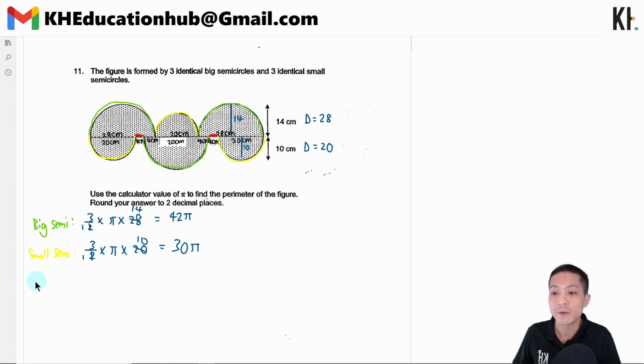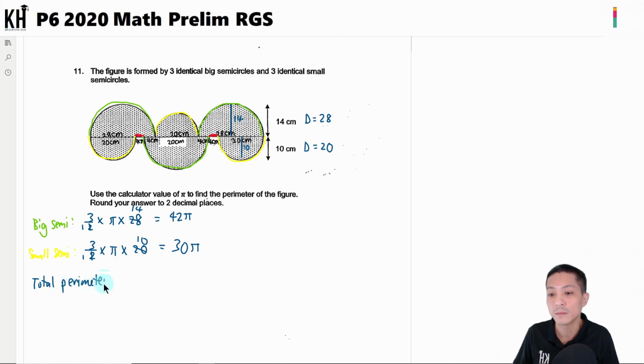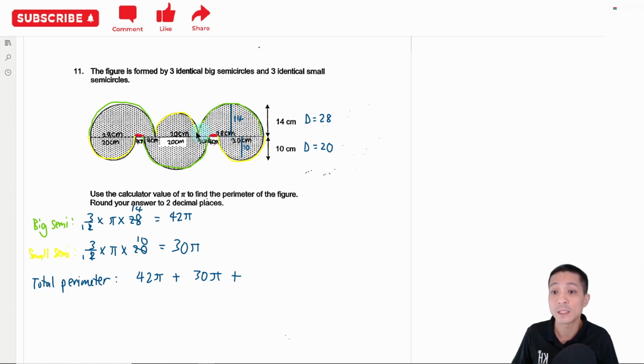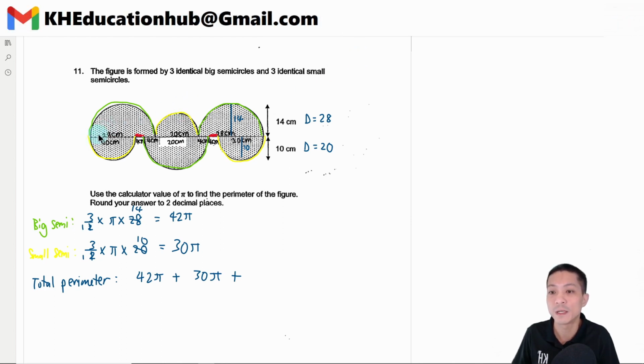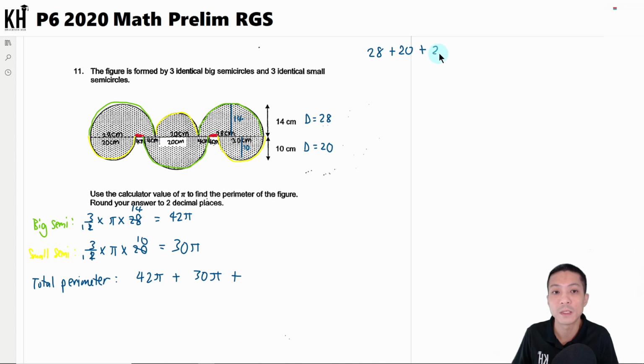So the total perimeter is going to be 42 pi plus 30 pi, plus the two gaps over here. The two gaps are already drawn over here, but by right they are not written, so you need to do some calculation to get the gaps. The first thing we need to find is the length from here to here, the whole length. It's going to be 28 plus 20 plus 28.